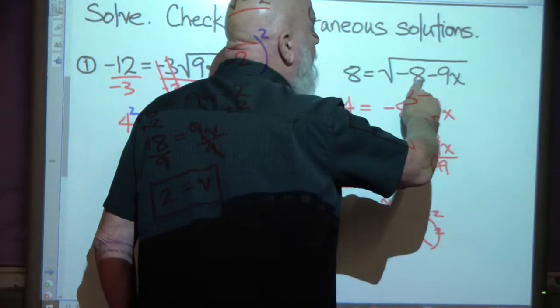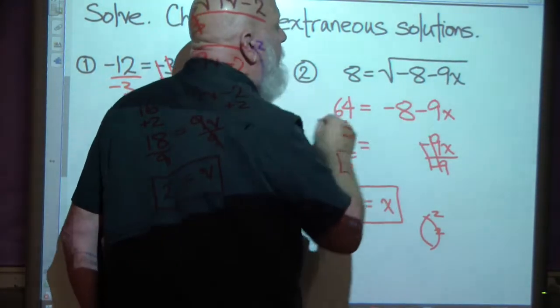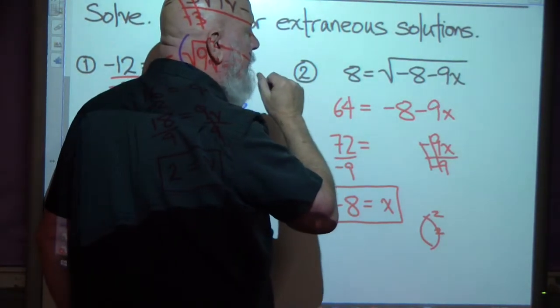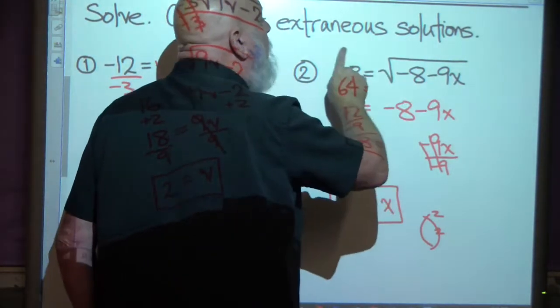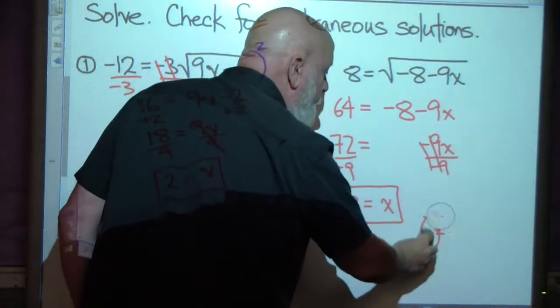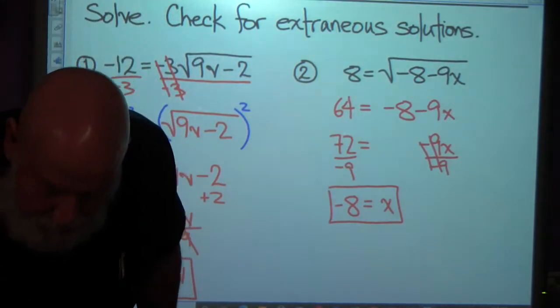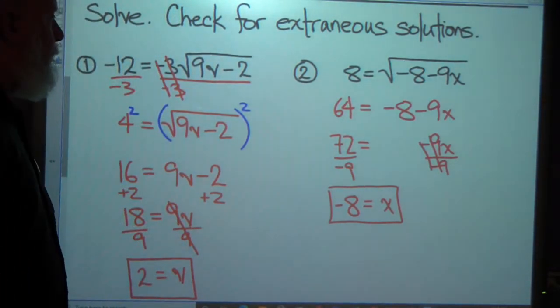So this is -8 minus 9 times -8. That is 72 minus 8 is 64. The square root of 64 is 8. So this works when I plug it in, so it's not extraneous, and I haven't made any mistakes. So yay, that's 2 of them, and the answer key says that. So it's good.